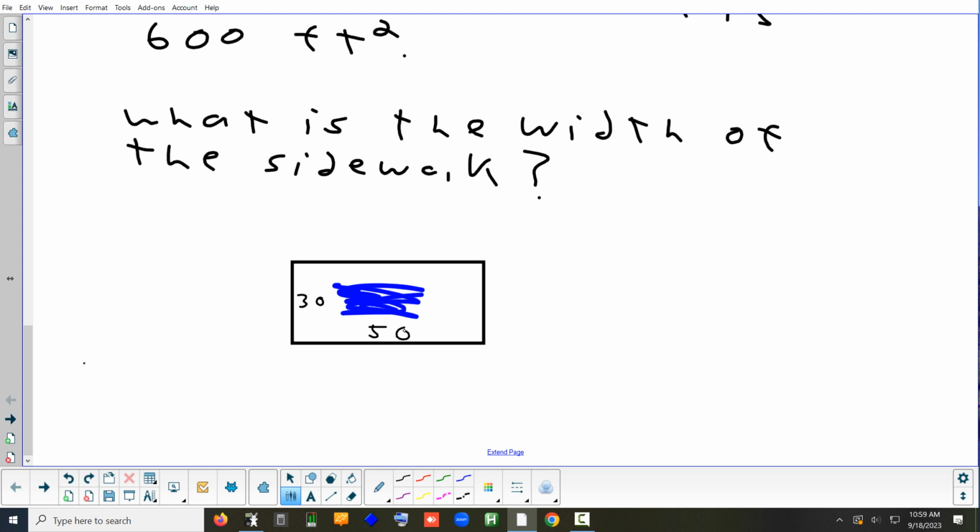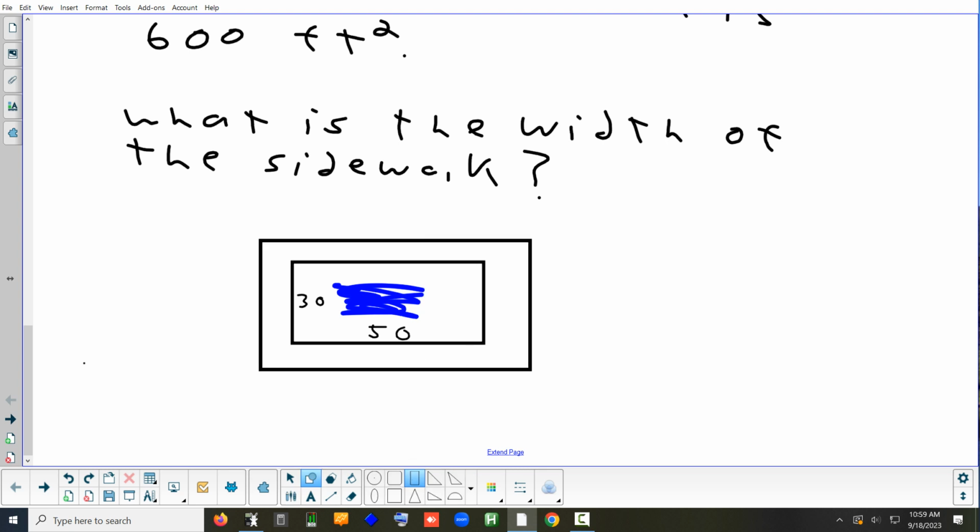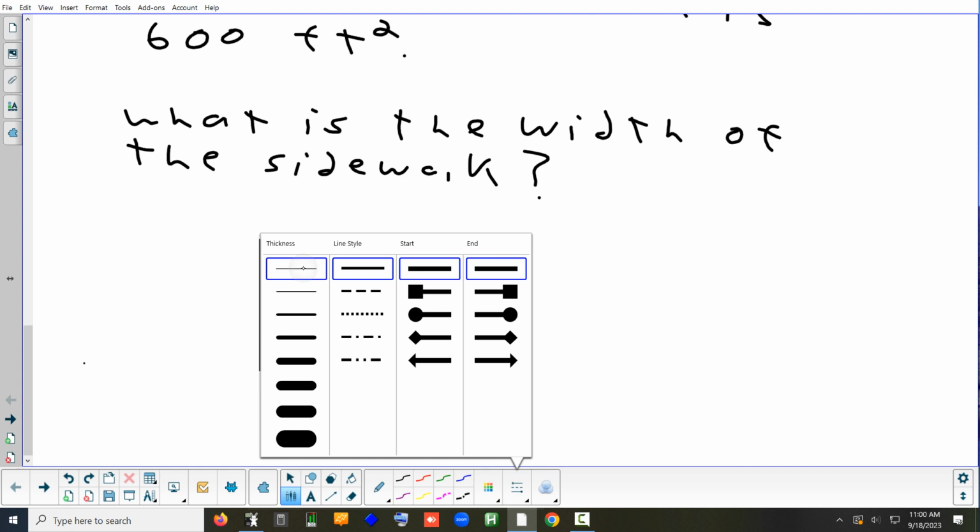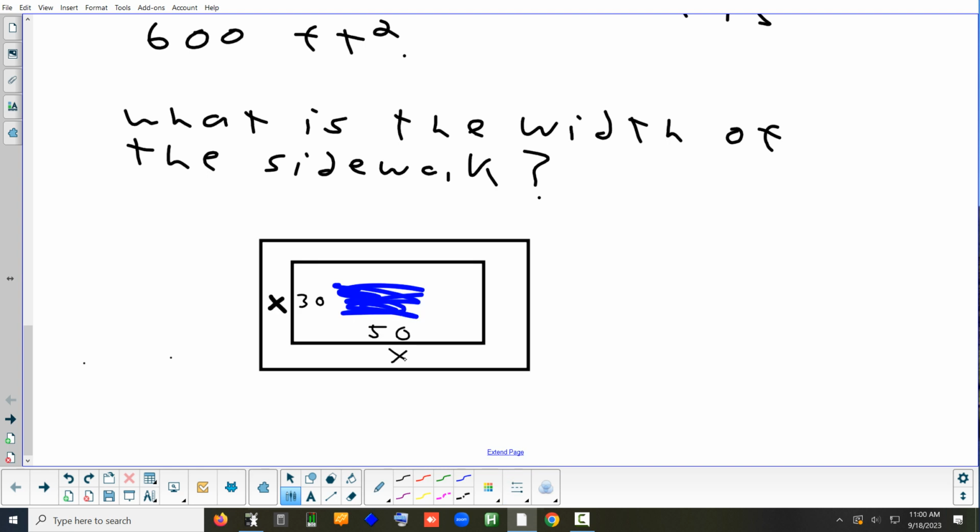Now, if the pool shape is a rectangle, the sidewalk that goes around the pool is also a rectangle, because it says the sidewalk is the same width on every side. So there's your sidewalk. Okay, what we don't know is this. X. That's the width of the sidewalk, which is the same on every side.